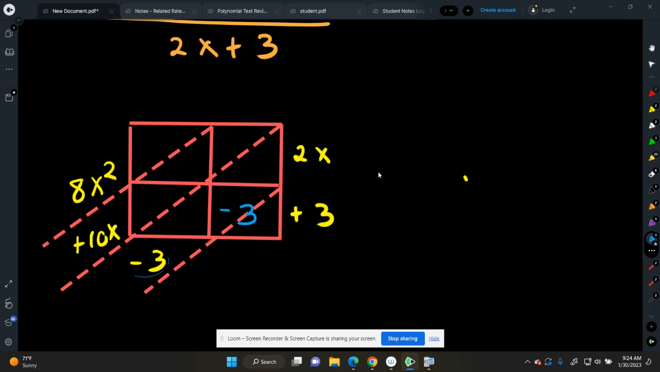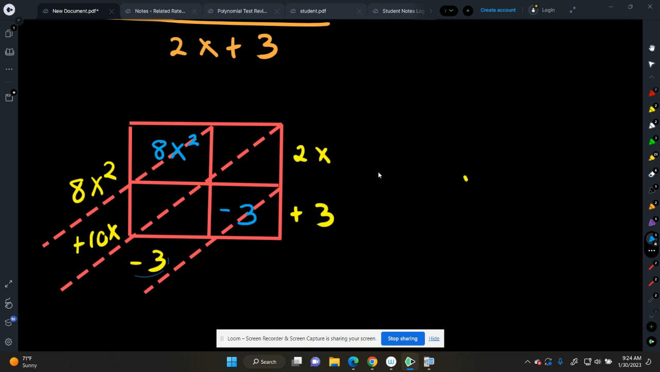8x squared. And where did that come from? Right there. It's on the diagonal. Okay? The corners, the top left and the bottom right corner come directly from the diagonal.